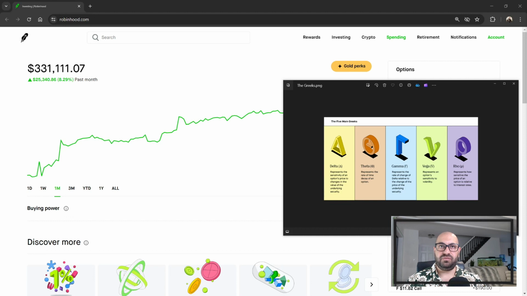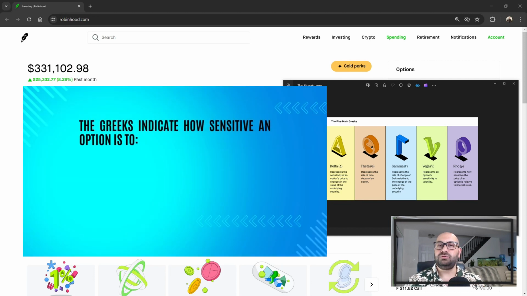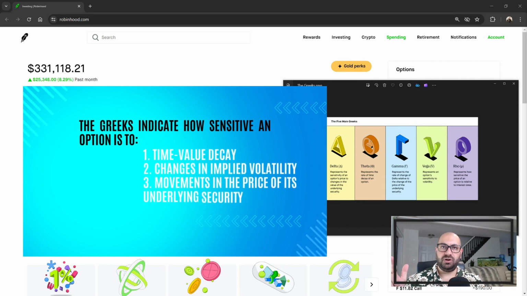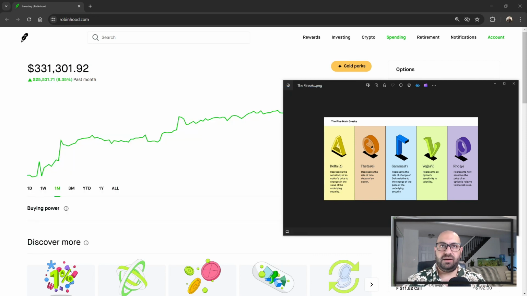They are a set of risk measures named after the Greek letters that denote them, which indicate how sensitive an option is to time value decay, change in implied volatility, and movement in the price of the underlying security. Learning about the option Greeks is crucial for option traders because it provides you with valuable insight into the behavior and characteristics of option contracts.